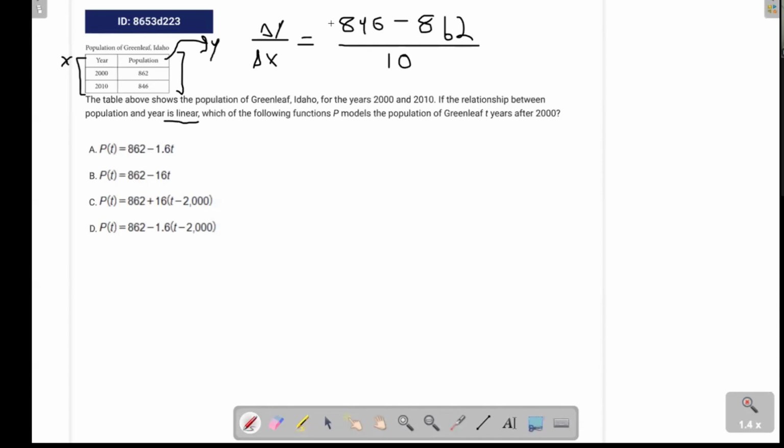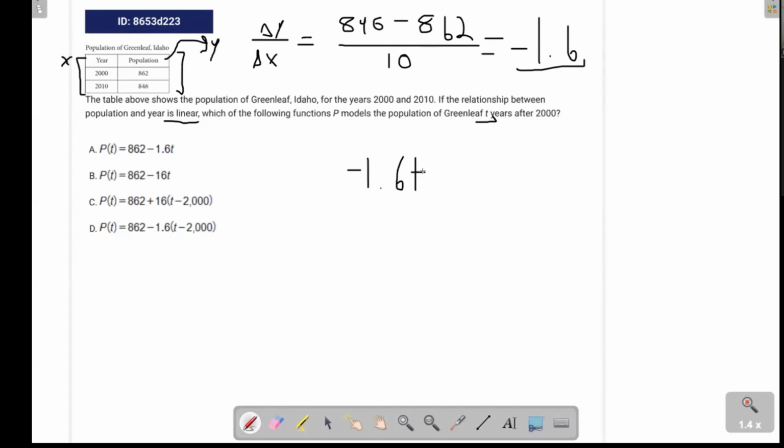Now, if you don't want to do the 846 minus 862 yourself, you are allowed to use a graphing calculator. So I'm going to do all the math really quick, which you're allowed to do, and it makes it much simpler. When you do the math on this, you're going to see that our slope is negative 1.6, and we're modeling our x value as years t. So we can say our slope term is negative 1.6 t.